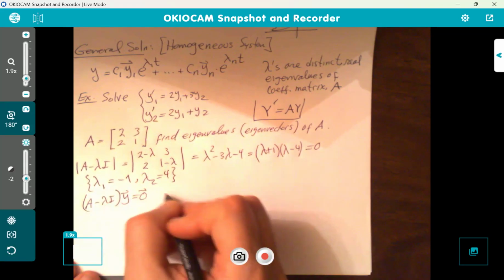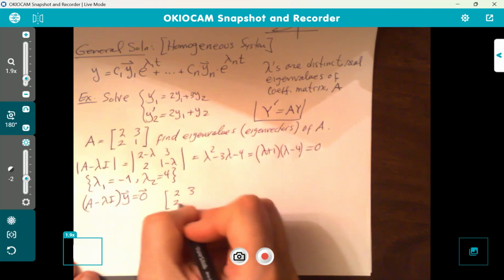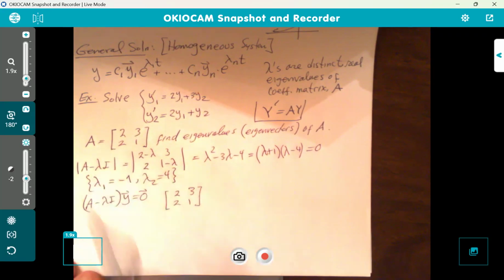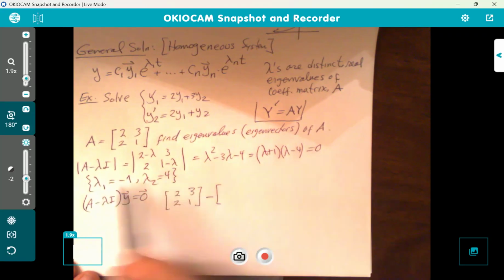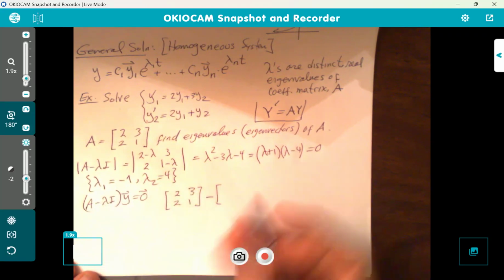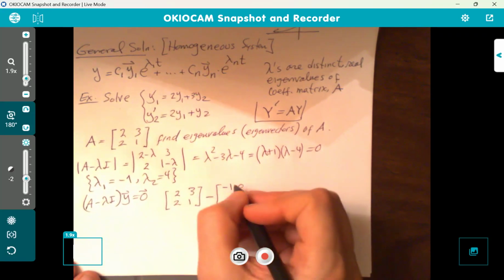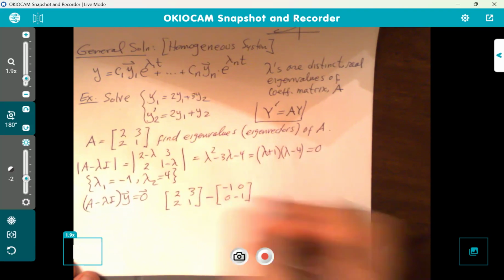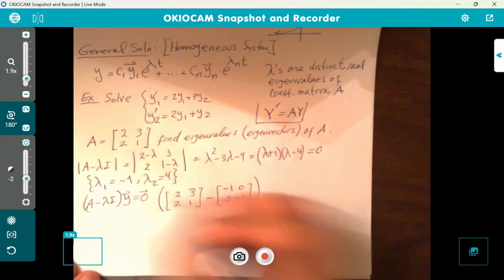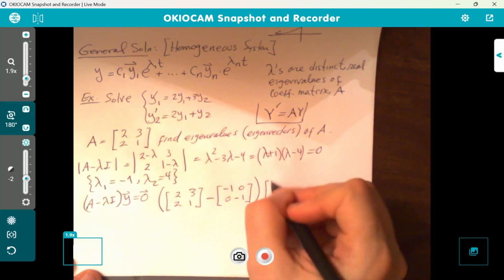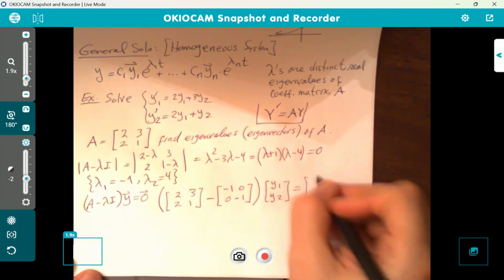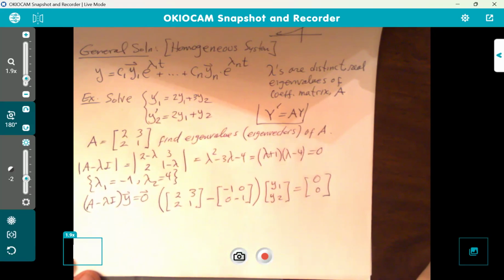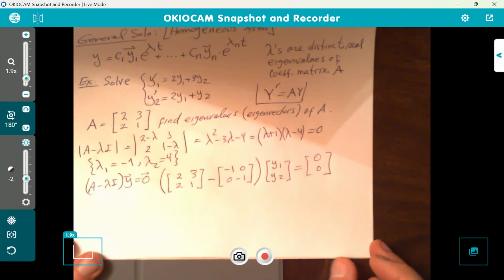A minus lambda I, so A is, remember, 2, 3, 2, 1. A is right up here. And then minus lambda I, that's when you put the lambdas, negative 1 and 4, in the diagonal of the identity matrix of order 2, the second order identity matrix. There you go. So that's A minus lambda I multiplied by the vector of unknowns, y1, y2, and that should equal a 2 by 1 zero column vector. So we need to solve this one.